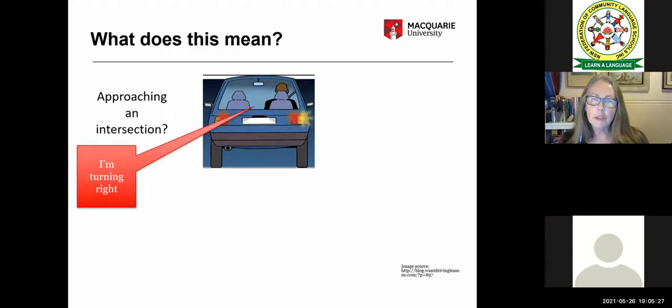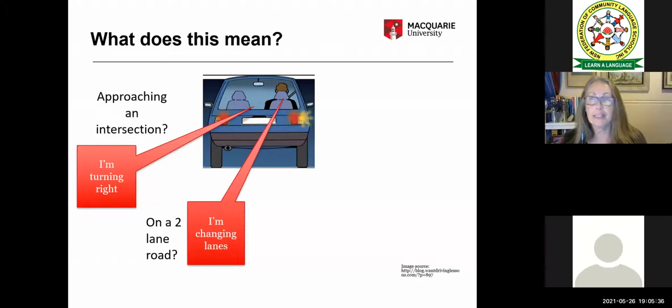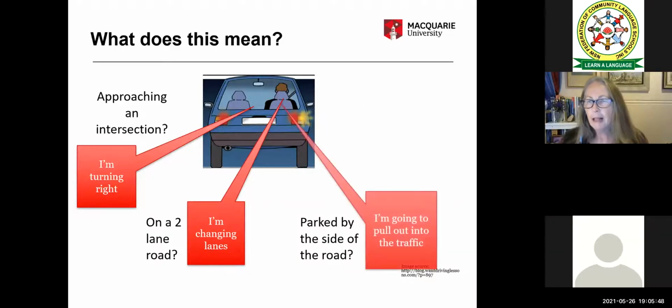However, if they do it on a two-lane road where there are no other places to turn, then probably what they're trying to say is that they're changing lanes. It's the same signal, but a different context, and there's a different meaning. There are other meanings as well. If, for example, they are parked by the side of the road and they make that signal, then it probably means they're going to pull out into the traffic and join the traffic.